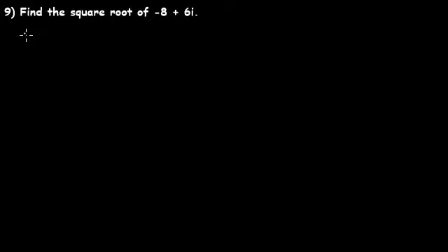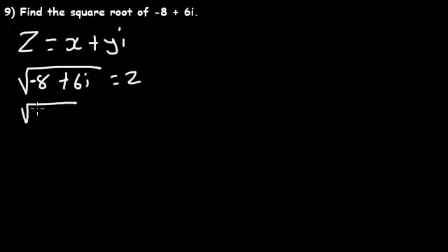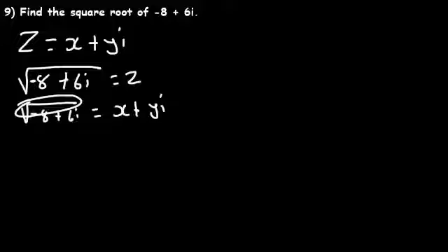So, let the root of negative 8 plus 6i be z, since we know that it will still be a complex number. And we said z is always of the form x plus yi. So if the root of negative 8 plus 6i is equal to z, this simply means that the root of negative 8 plus 6i will be equal to x plus yi. Now, upon taking the square of both sides, the root gets rid of.